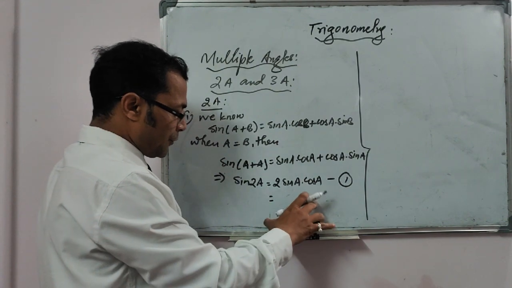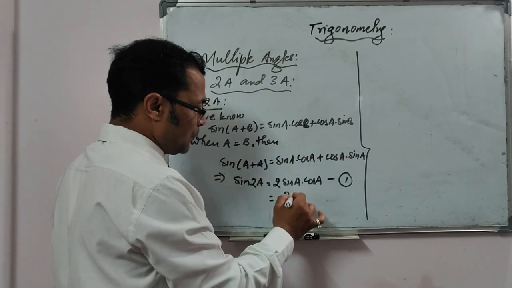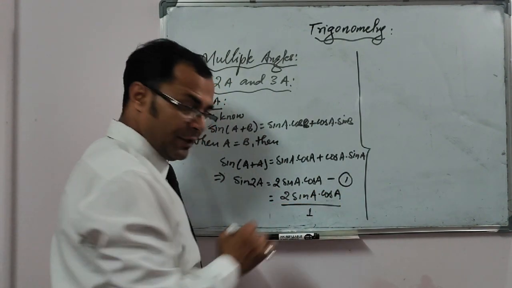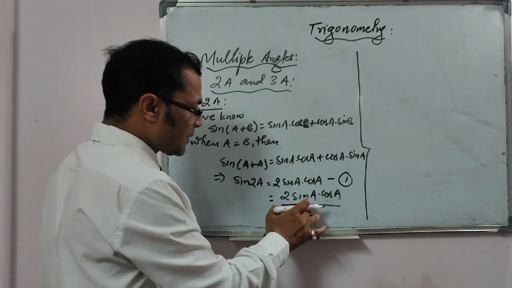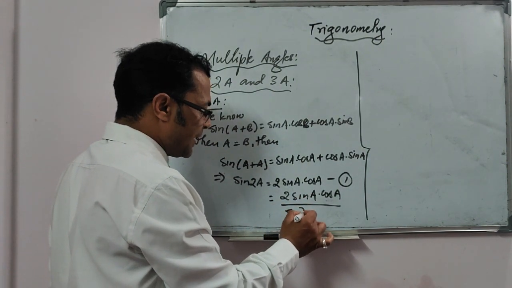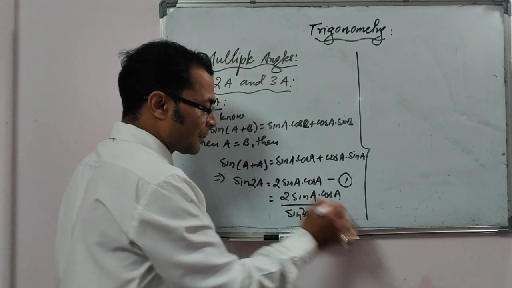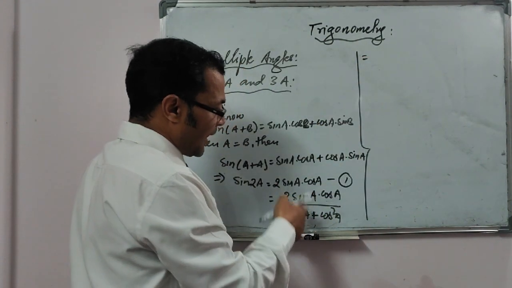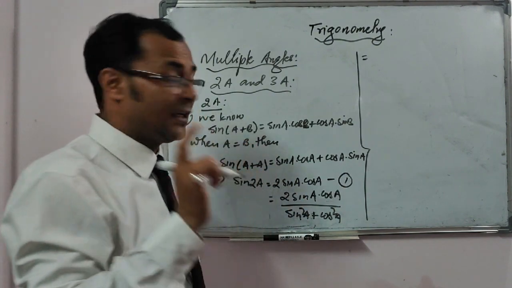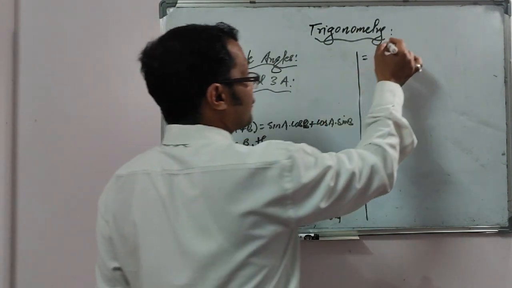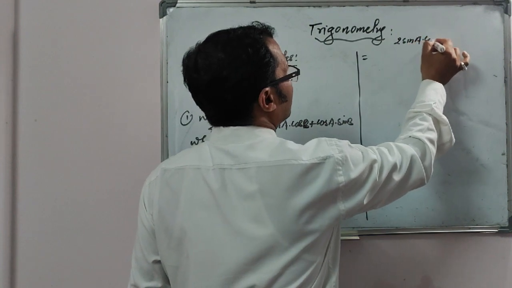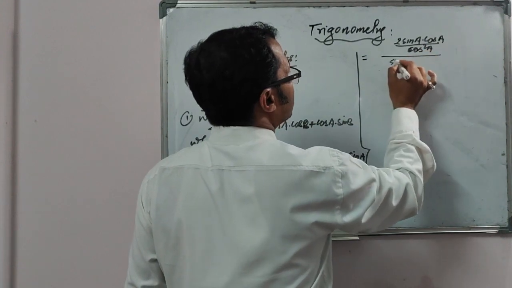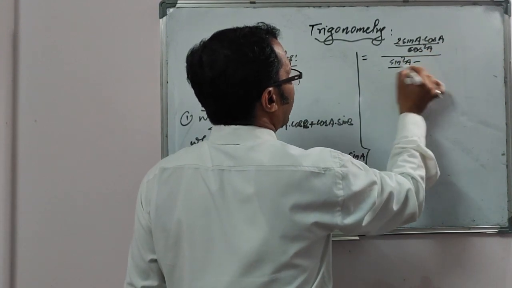See, what I'm going to do is, I'll write here 2 sine a cos a by, here nothing means 1 will be there, right? You all understand that. So in place of 1, I'll be writing sine square a plus cos square a. After putting this, I'm going to divide both numerator and denominator by cos square A. What happens if you do so? 2 sin A cos A by cos square A upon sin square A by cos square A.